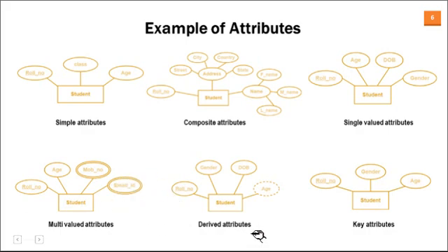Next one is derived attribute, an attribute that is derived from another attribute. Here my age is derived from date of birth. So age is my derived attribute, and it will be represented by a dashed ellipse. Next one is key attribute. A key attribute uniquely identifies my tuple, that is our roll number, and it will be represented by an underline. Fine. I hope I am clear here.